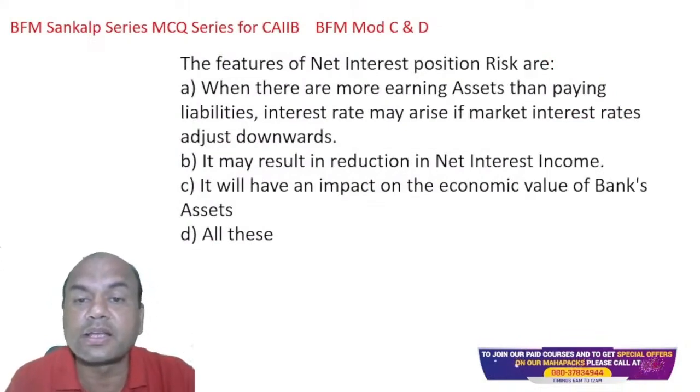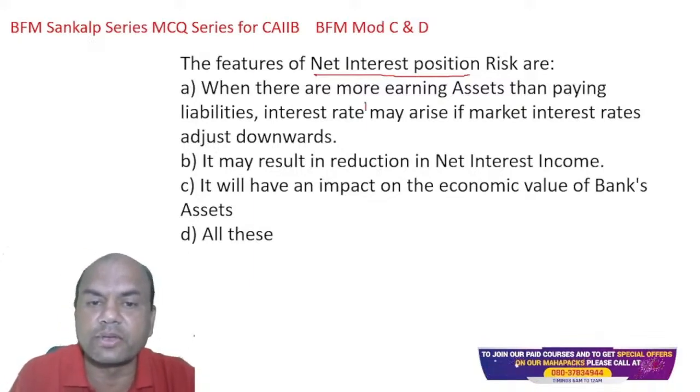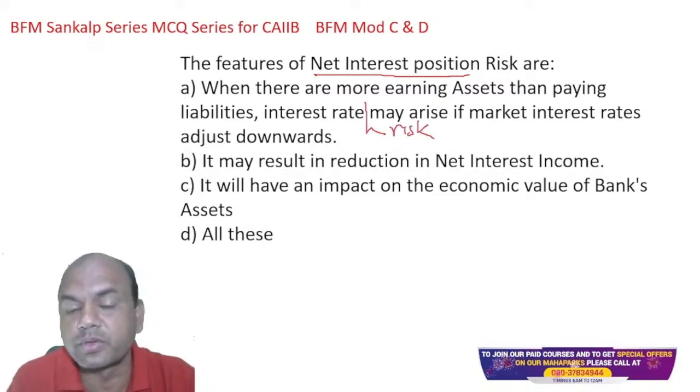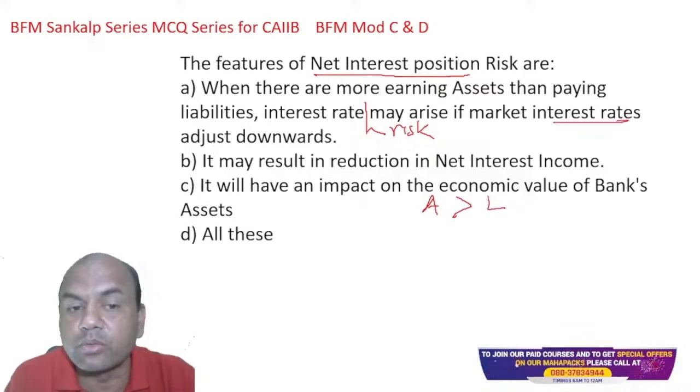The features of net interest position of the risk curve. Net interest position. What are the features of this? When there are more earning assets than paying liabilities, the interest rate risk may arise if the market interest rate adjusts downwards. So assets are more than liabilities, then interest rate risk may arise if the market interest rate moves down.